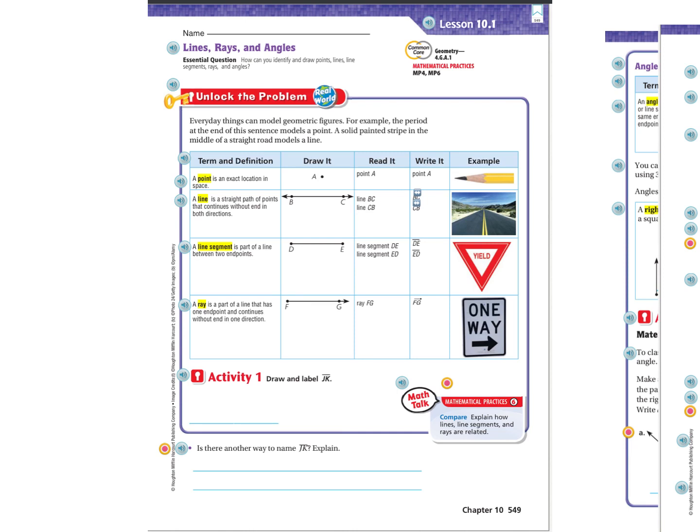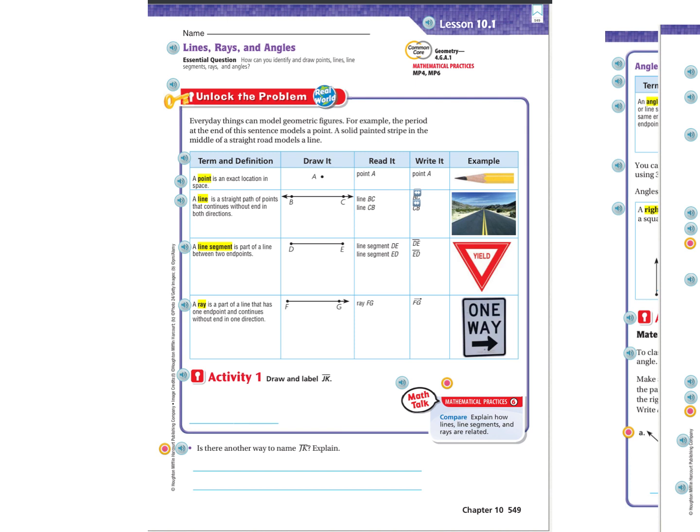Read. Lines, rays, and angles. This is lesson 10.1 in Go Math. Let's read the essential question now. And go. How can you identify and draw points, lines, line segments, rays, and angles?